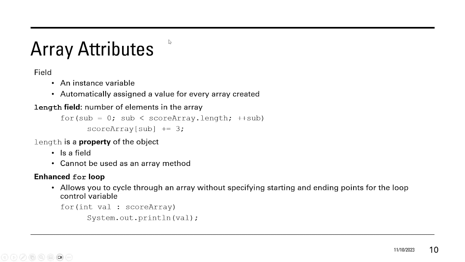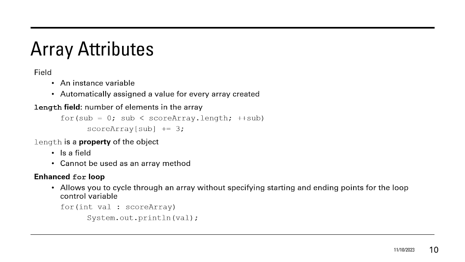The fields of the array are the instance variables, right? A value is automatically assigned for every array created. For example, the length field is the number of elements in the array. You can see that here in this sub: i less than scoreArray.length. scoreArray.length is an instance field, and every time you create an array, that length is given a value, and you can use that in a for loop. Length is a field, not an array method, so it does not have parentheses.